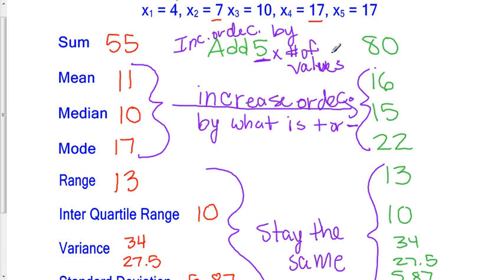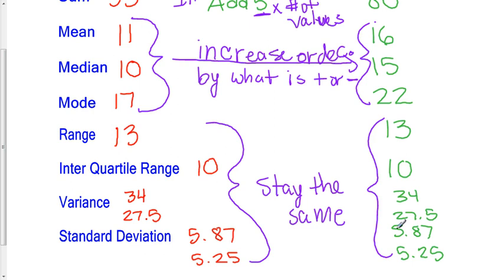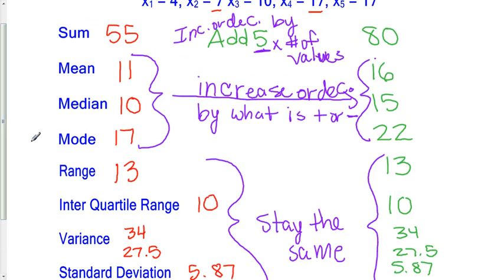And that is what section 3 is all about. Understanding that the mean, median, and mode will increase or decrease by whatever is added to or subtracted from each of the values, and the range, interquartile range, variance, standard deviation, they would not change. Those are the measures of spread. These are the measures of central tendency. And that ends this lesson.